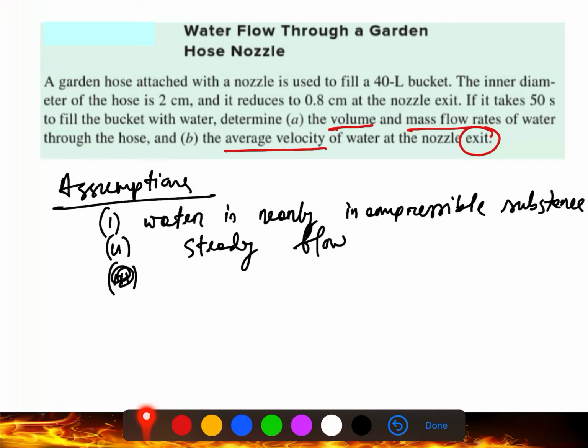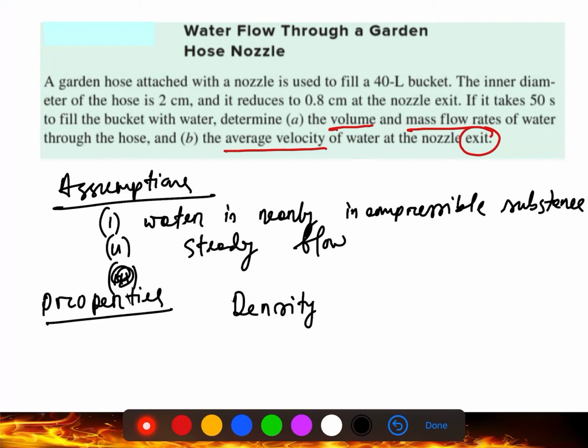So now we need the water properties. Here our material is water, so what should be the water density? The density of water, we know, is 1000 kg per meter cube. If we convert it into kg per liter instead of meter cube, then we can say it is 1 kg per liter.